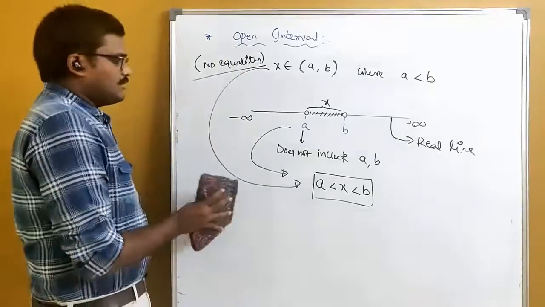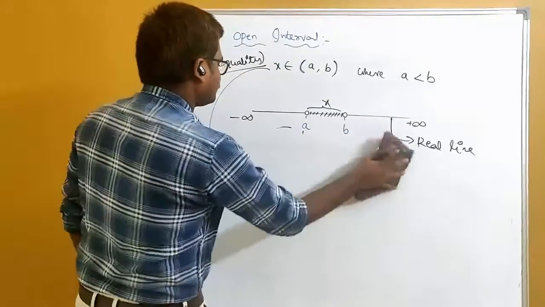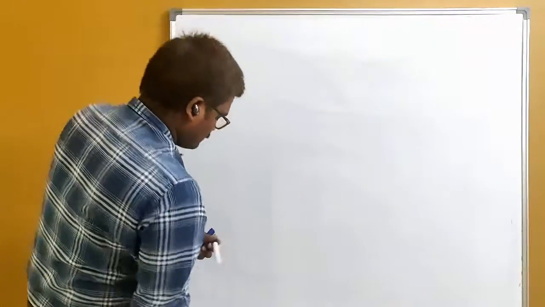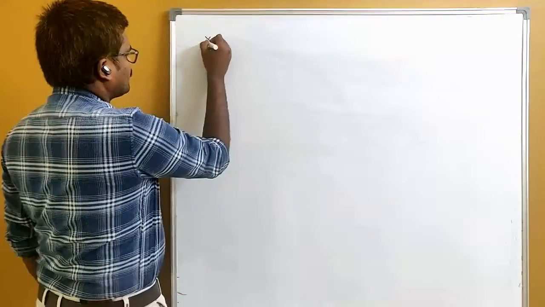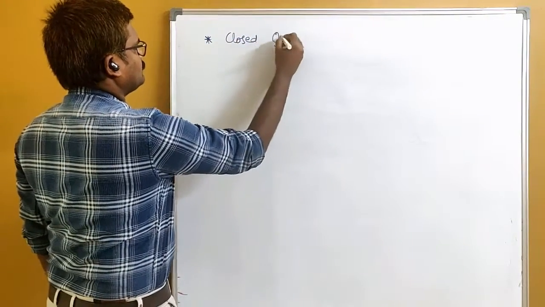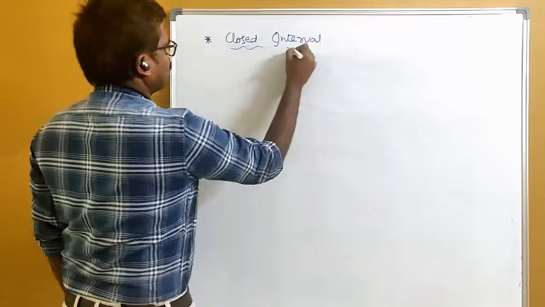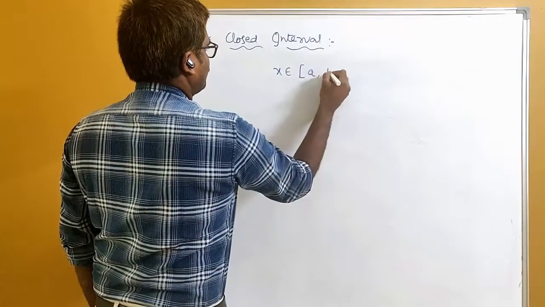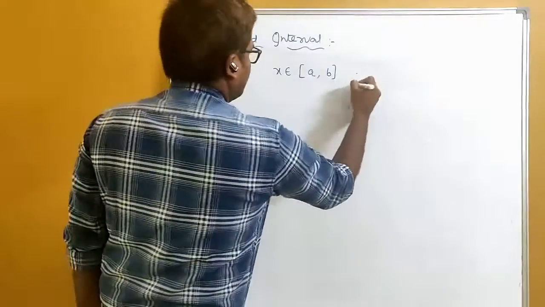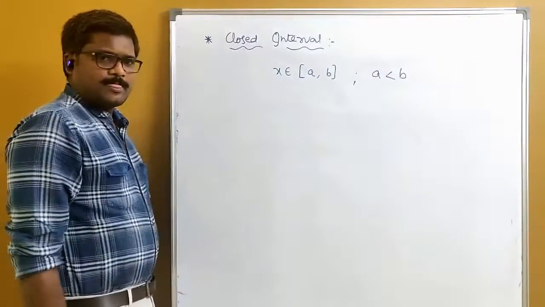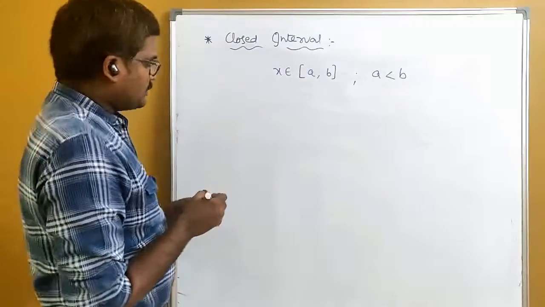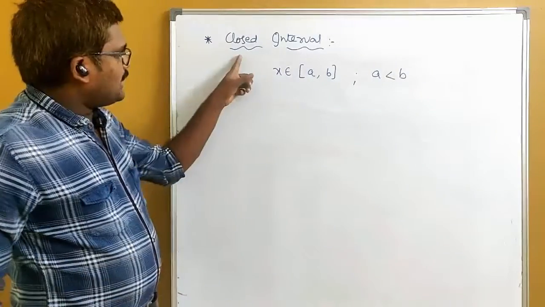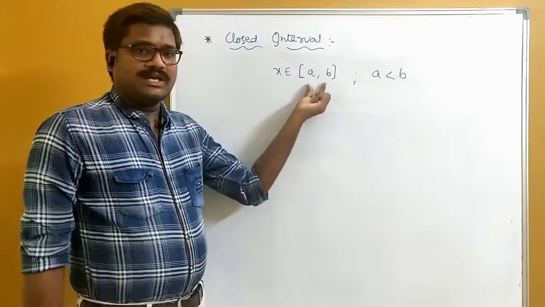Similarly, we will try to understand closed interval. When I say closed interval, what is the meaning of this one? So usually we use square brackets for closed interval, and I'll assume A less than B. So what is the meaning of this one? Just now I told you open interval means I don't include extreme values, that is end values, but in closed interval I will include the end values.